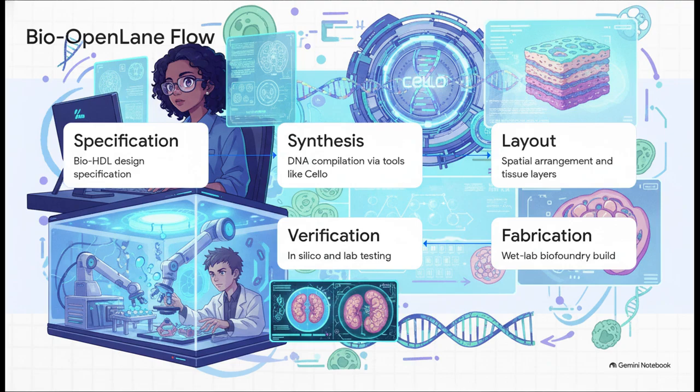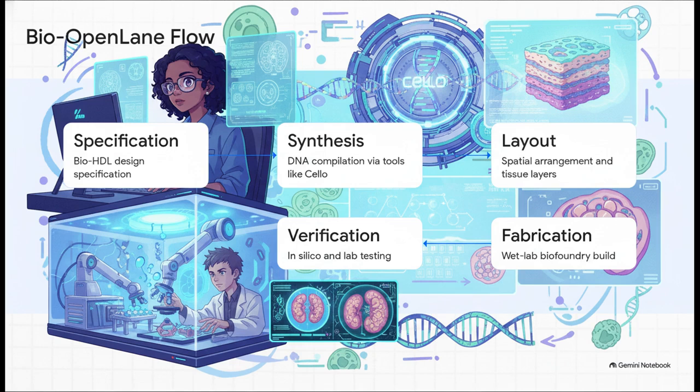Step 2 is synthesis. This is where the magic happens. Specialized tools, like a program called Cello, act as a biological compiler. Cello takes that high-level human logic and translates it, literally spitting out the exact sequence of adenine, cytosine, thymine, and guanine, the DNA base pairs, needed to make that logic a reality.